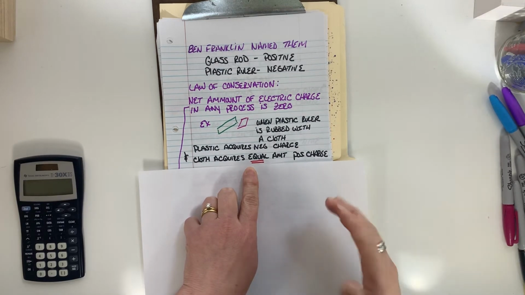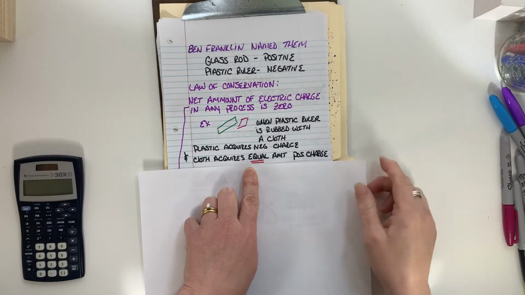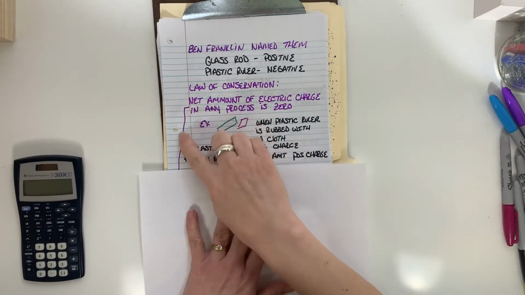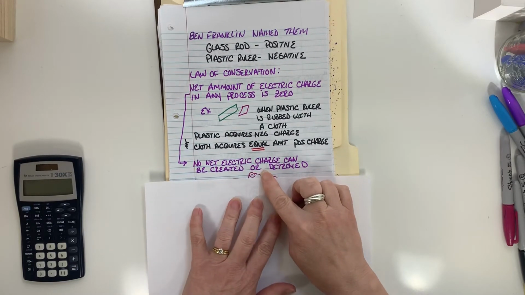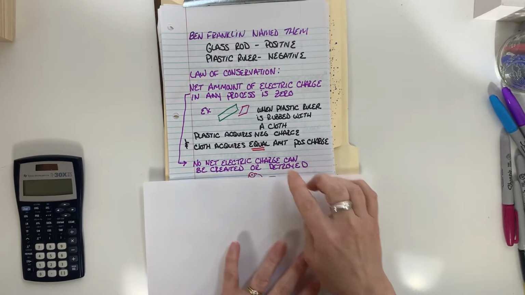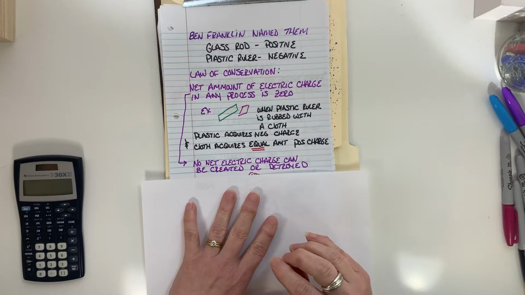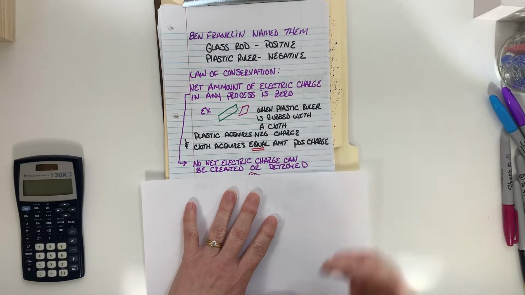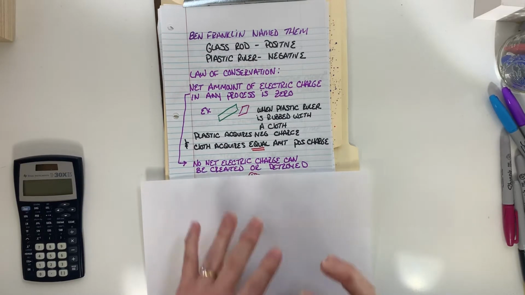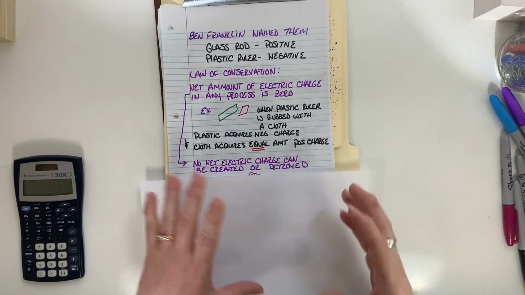Does this law of conservation sound familiar? Yes, because we have a law of conservation of energy too. Down here is another way to state the law of conservation. This one actually looks a little bit more like the energy one. It says, no net electric charge can be created or destroyed. Same thing as energy: we cannot create or destroy energy, we can only move things around.